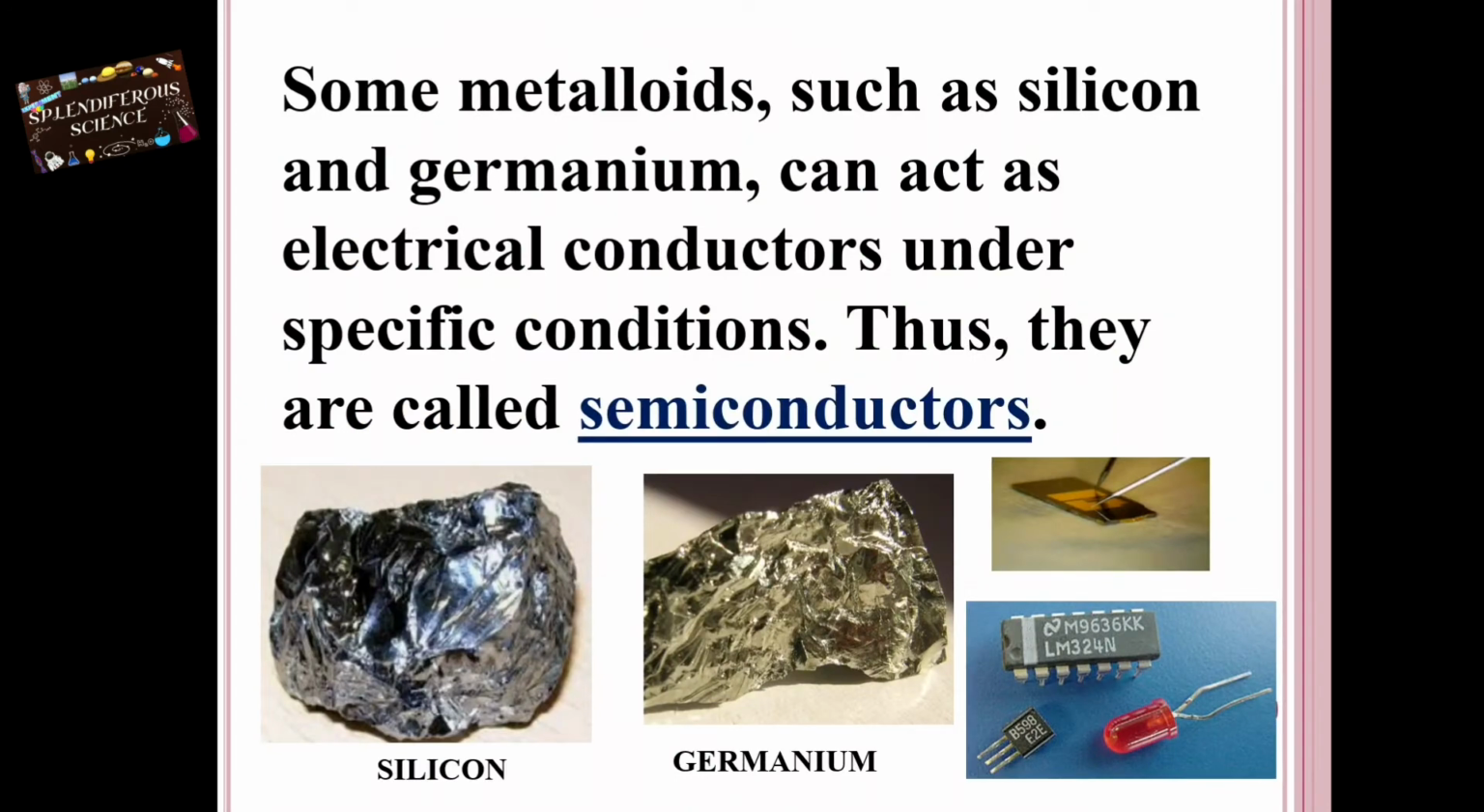Some metalloids such as silicon and germanium can act as electrical conductors under specific conditions. Thus, they are called semiconductors.